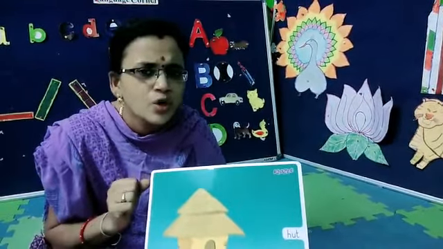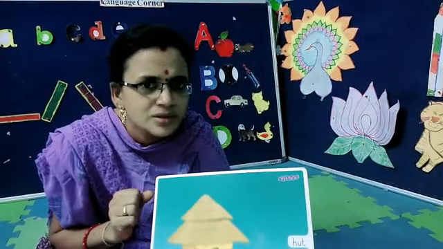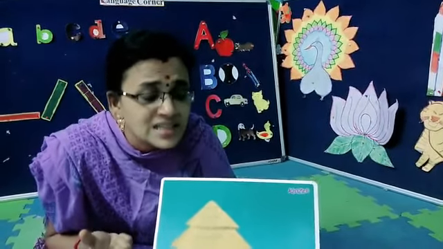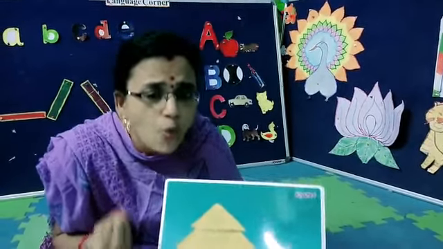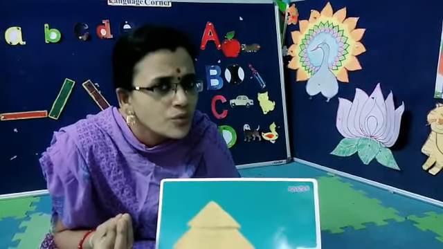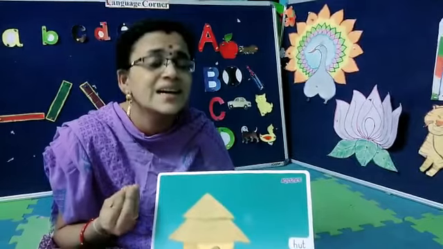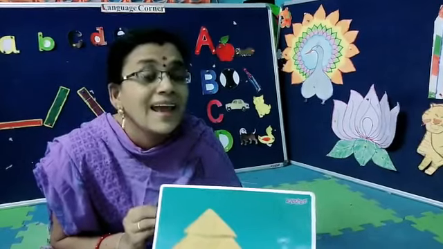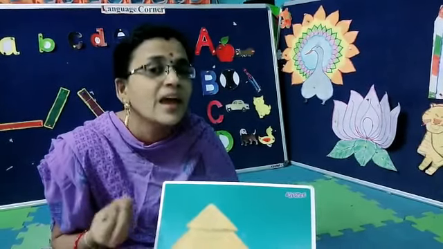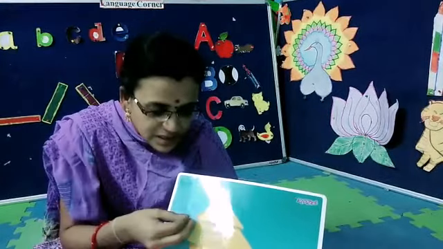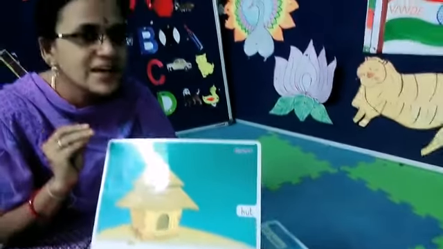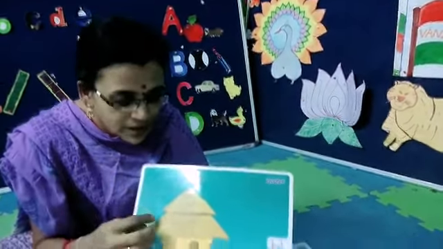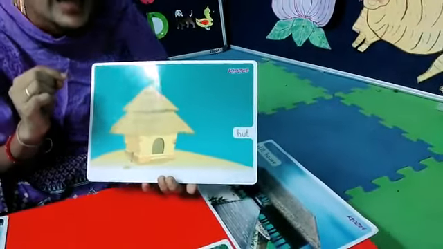What is hay? What is the food for cow? Grass. A cow eats grass, and another food also it will eat. What is it? Hay. Everybody say hay. So this house is also made by that material, hay. In Tamil we say vaikol. Yes, this roof is made up of hay.